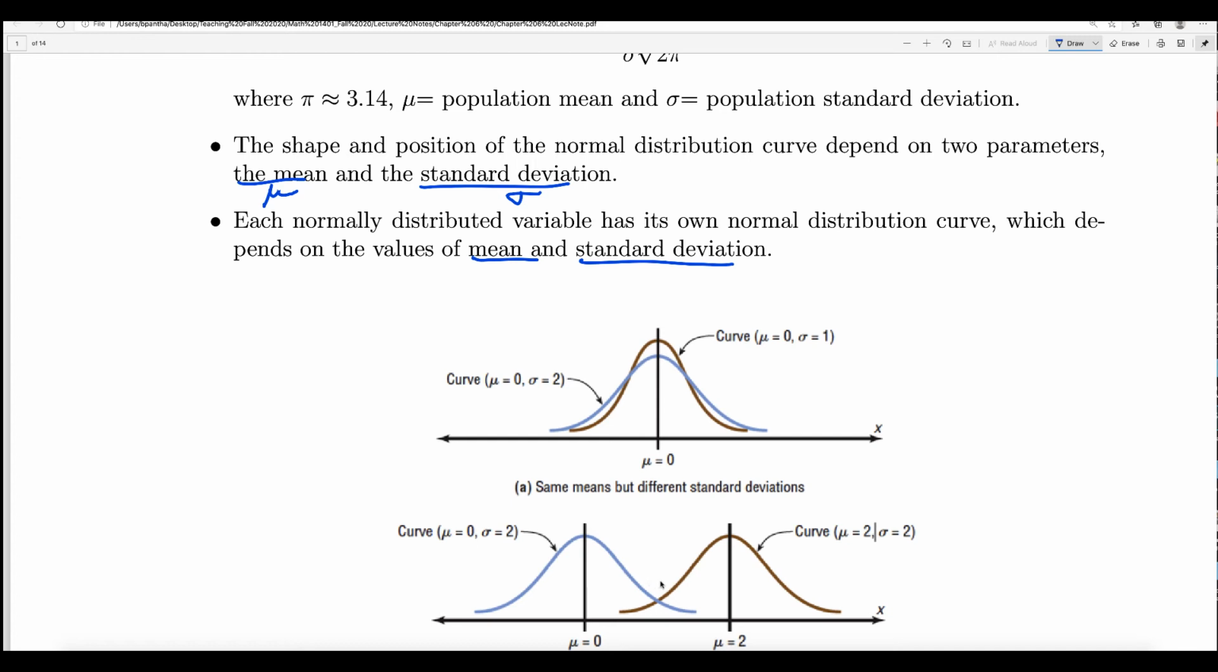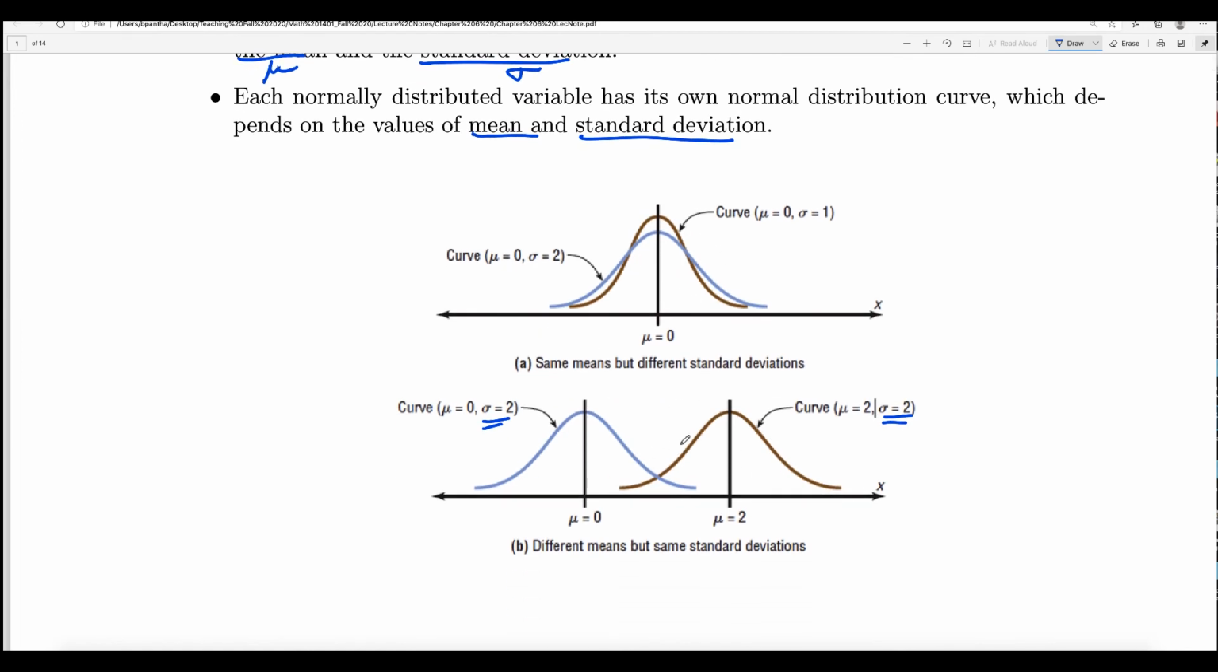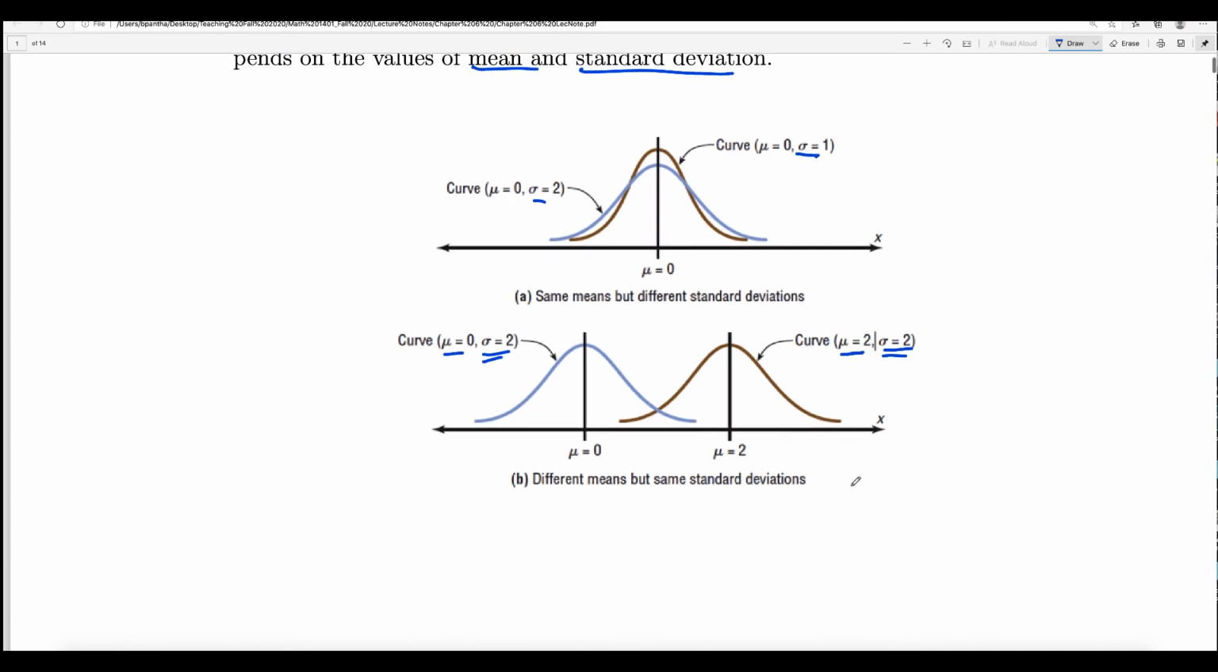And in the second case, we have the same standard deviation. See, sigma is 2 in both cases, right? But the mean is different. If the mean is different, then you see the distribution in a different location. If the mean is the same and the standard deviation is different, then the peakedness or flatness of the curve is different. But both of these are normal distributions, because they are continuous, bell-shaped and symmetric. Whenever you change sigma or mu, you see a different curve in a different location.